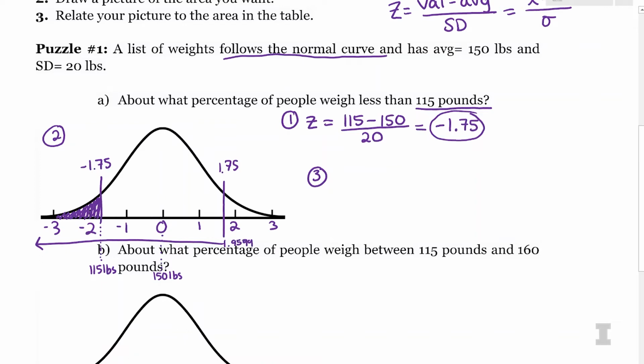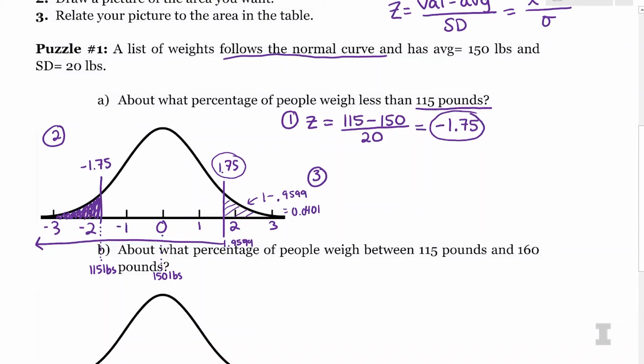And so I know that the area to the left of 1.75 is 0.9599. And I can easily figure out this area to the right by doing 1 minus 0.9599, which is 0.0401. And so that gives me the right-hand tail. The area I want is the left-hand tail. But because the normal curve is nice and symmetric, the two tails are always going to be equal. So I know that my answer is going to be just 0.0401.